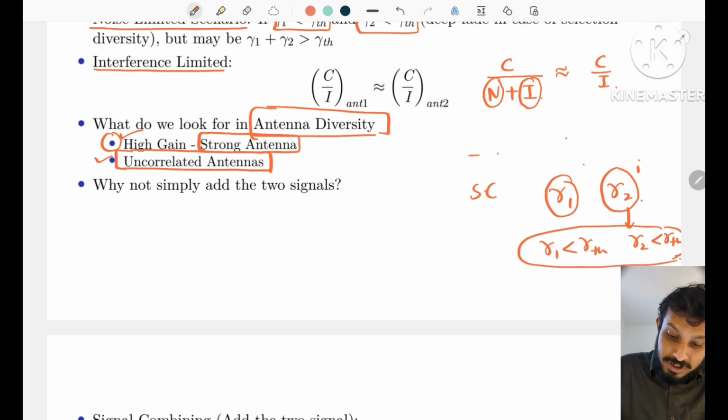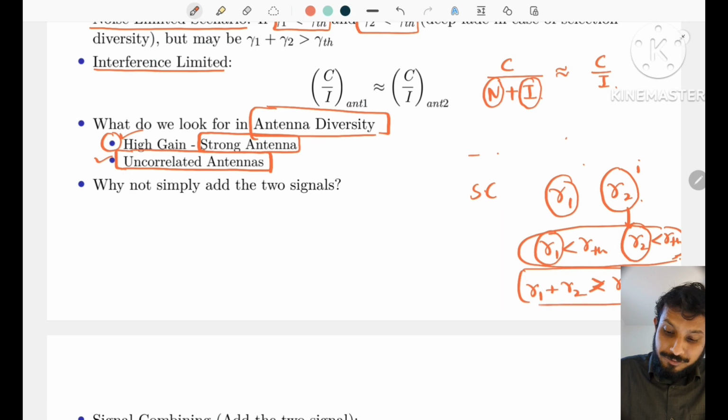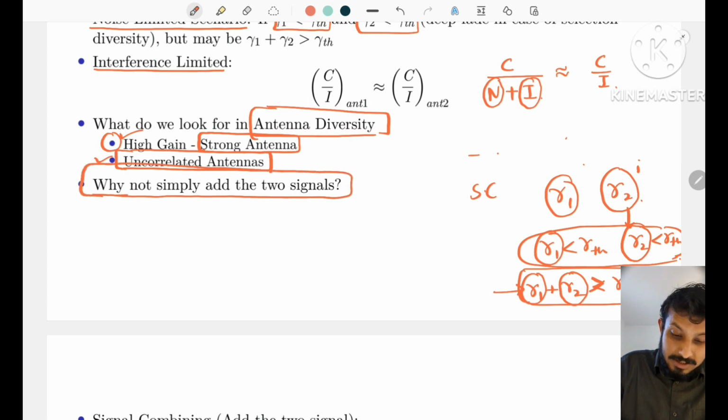But why not just add up the two signals, gamma 1 and gamma 2? Then there may be a case where gamma 1 plus gamma 2 is greater than gamma TH. This implies that if the first signal is in deep fade, maybe the second signal will pick it up and the overall signal strength will be greater than gamma TH. So in the next video, we will continue our discussion on why not simply add the two signals instead of just selecting one. What effect will we see when we just add up the two signals?